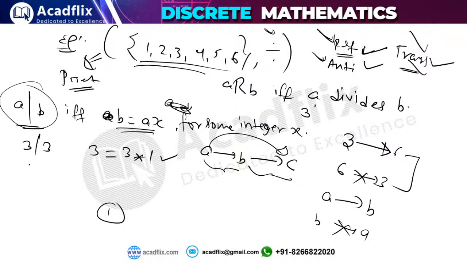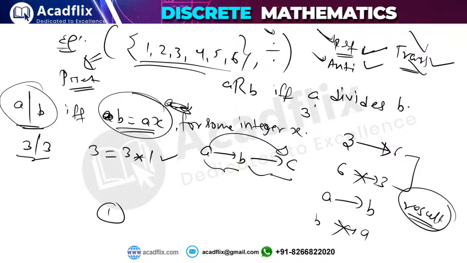Okay, so remember, this is a relation here. We are not interested in finding the result. I do not want to find what the result will be when 3 divides 3. When 3 divides 3, the result will be 1, but I am not interested in that. When we study group theory, in group theory we are interested in finding the result. What will be the result? Like when 3 divides 3, then the result will be 1.